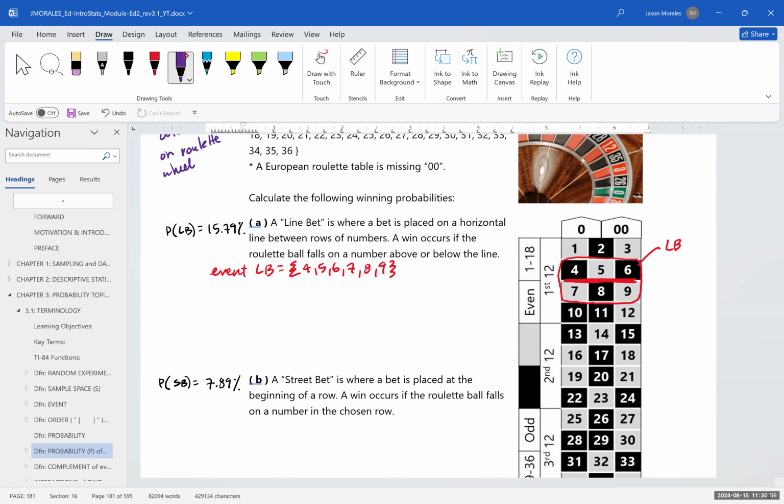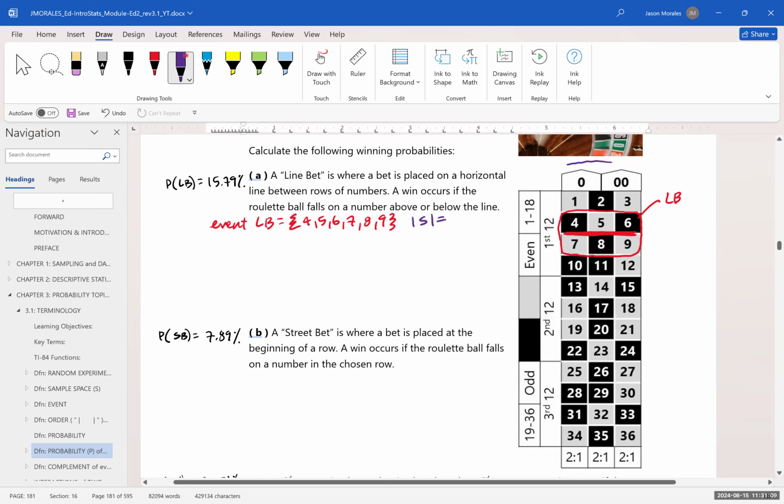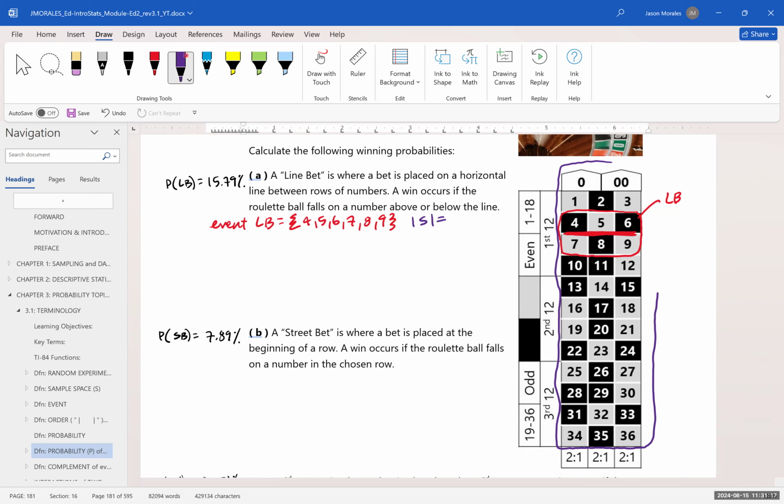All right. The sample space, so the order of the sample space. So the sample space is 1 through 36, 0, and double zero. So this is our sample space. What's nice is I can draw this over this diagram. So we've got 36 plus 2. So the order of the sample space is 38.